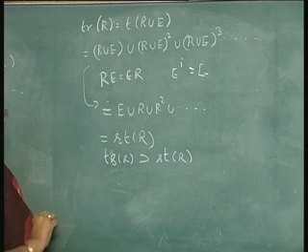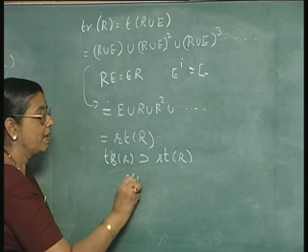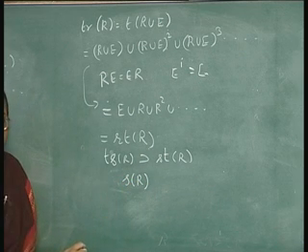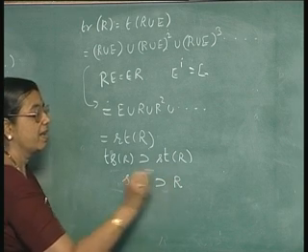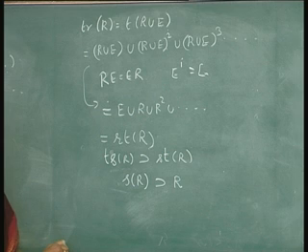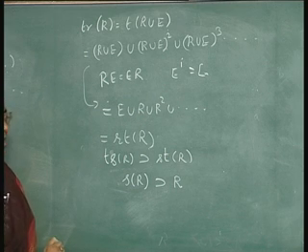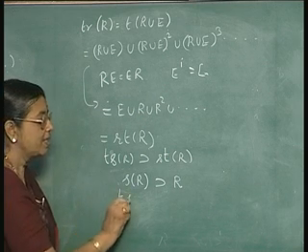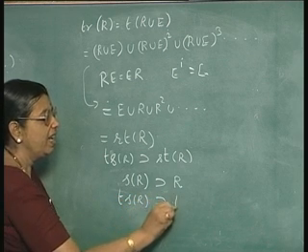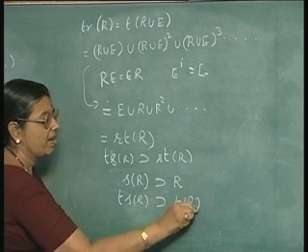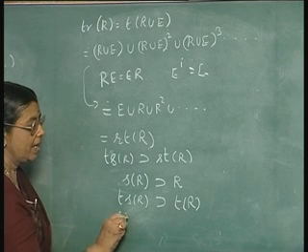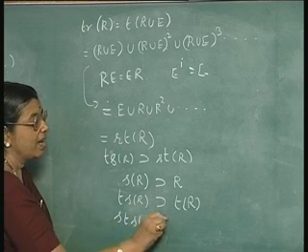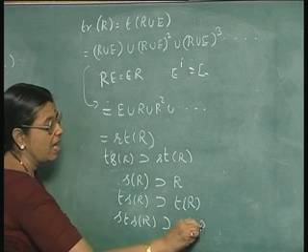Now, this can be proved in this manner. Take the symmetric closure of a relation R. S R will always contain R. By definition, S R contains R. Now, take the transitive closure on both sides. So, T S R will contain T of R. Now, on both sides take the symmetric closure. So, S T S R contains S T R.